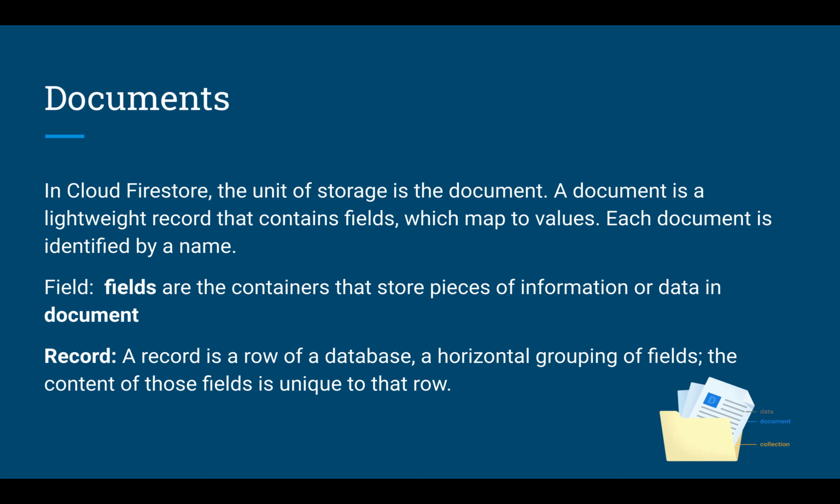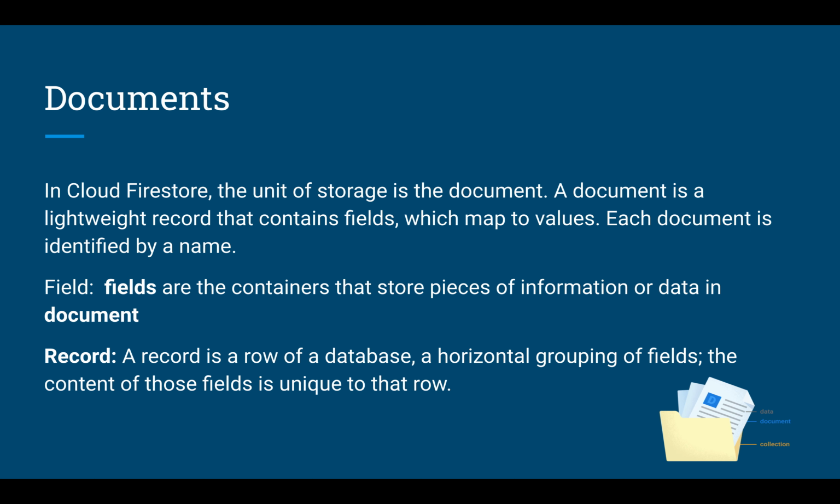So what is a document? In Cloud Firestore, the unit of storage is the document. The document is a lightweight record that contains fields, which map to values. All right, now let's know what a field is. Fields are containers that store pieces of information or data in a document. So little pieces of information like your name, your age, your school, your sex are stored in the document.